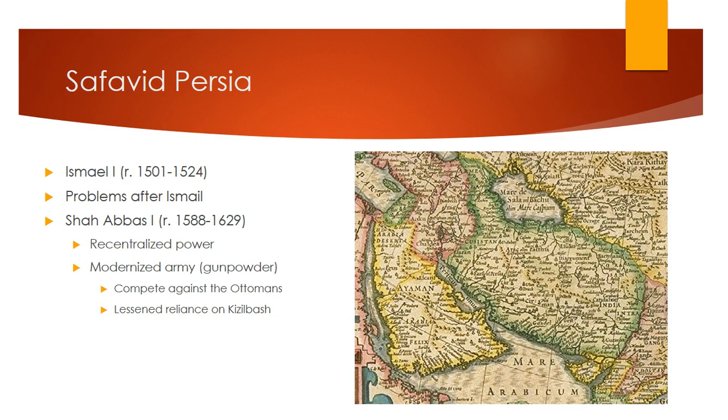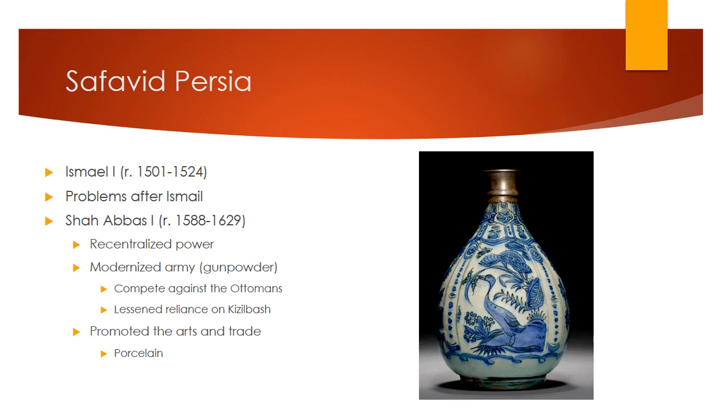So with his reorganized army, Abbas was able to greatly restore the lost territory and even to expand Persia. He reclaimed lands that were lost to the Ottomans and the Uzbeks, pushed the borders further. He also promoted the arts and trading commodities. He brought in 300 potters from China to help stimulate a porcelain industry in Persia, and here we see a Safavid porcelain piece there.